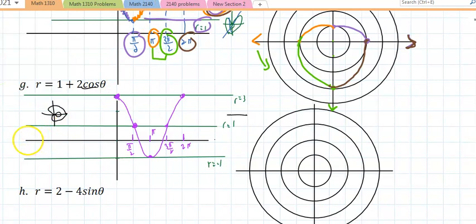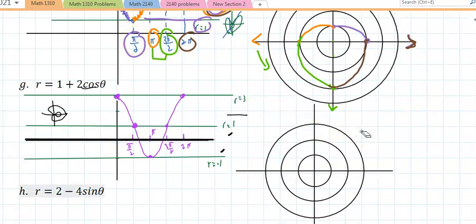And since the graph runs below and above it, r is negative and positive, that's where the inner loop gets traced. So I need 3 of those circles. Let me eliminate one of those. There we go. That's 3 of them. Very good. And let me shrink this just a bit.